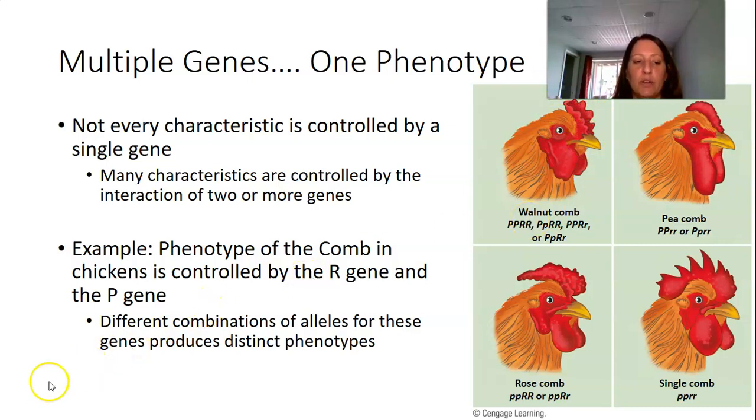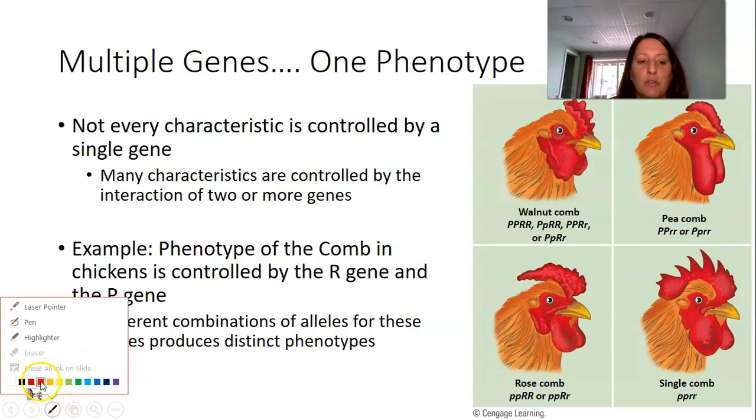And this is going to be coded for by any of these genotypes. So if the chicken is homozygous dominant for both the P and R gene, it will have the walnut comb. If it's big P, big R, big P, big R, or big P, big R, little r, any of those genotypes will give you the phenotype walnut comb.